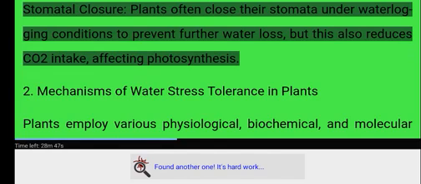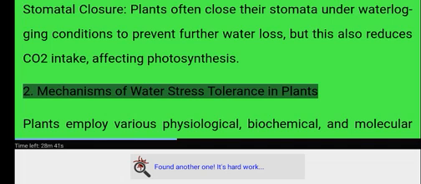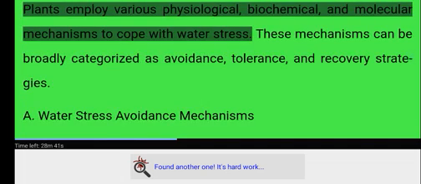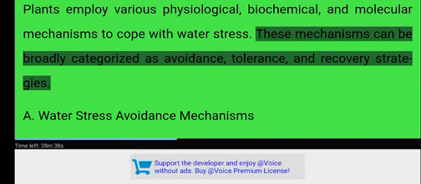Stomatal closure: plants often close their stomata under waterlogging conditions to prevent further water loss, but this also reduces CO2 intake, affecting photosynthesis. 2. Mechanisms of water stress tolerance in plants. Plants employ various physiological, biochemical, and molecular mechanisms to cope with water stress. These mechanisms can be broadly categorized as avoidance, tolerance, and recovery strategies.